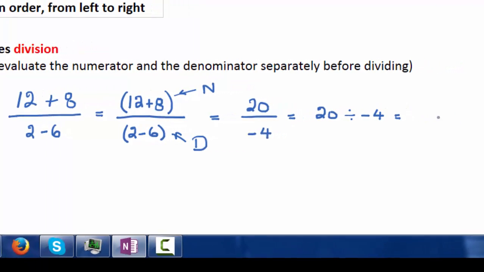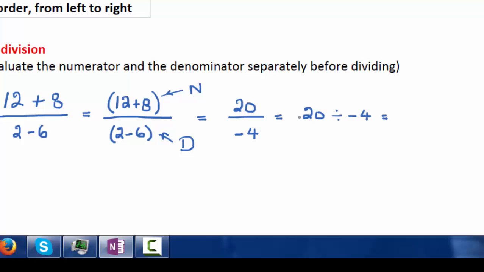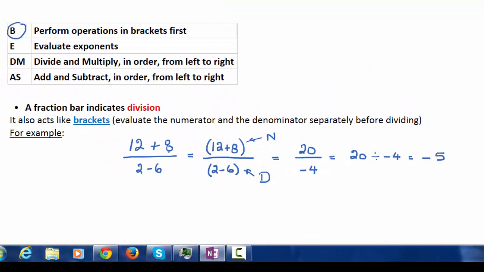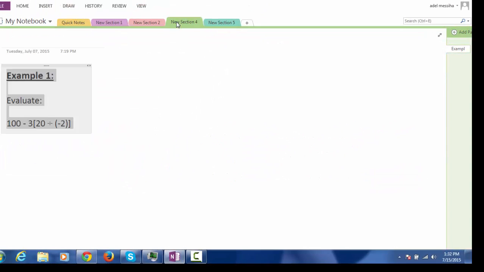As you know from previous lessons with integers, if I have a positive and a negative, it's going to lead to negative because the two signs are different. Then 20 divided by 4 equals 5. So this is the result of this small problem, 12 plus 8 over 2 minus 6. I hope that you understood this one. Now let's take some examples.